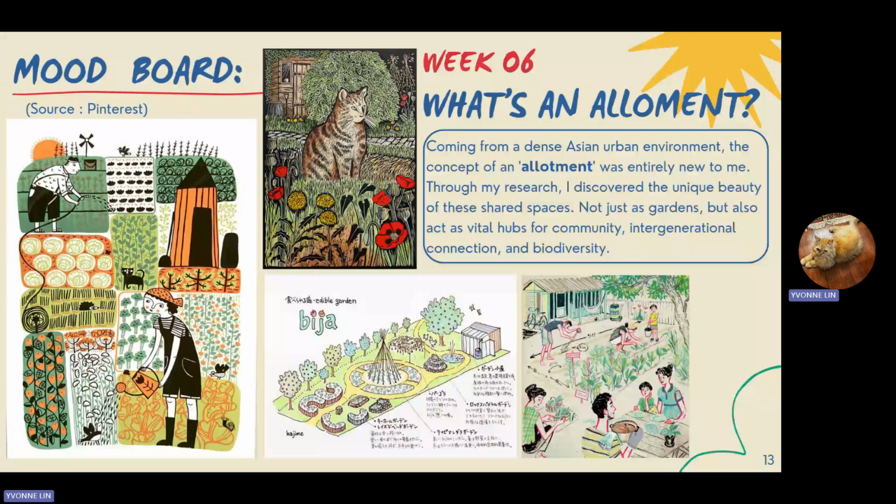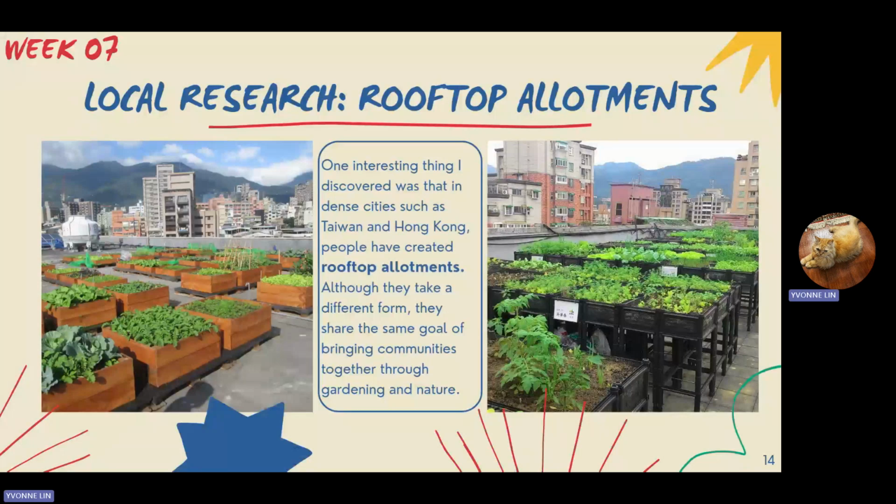experience for the audience. One interesting thing I discovered is that in dense cities such as Taipei and Hong Kong, people have created rooftop allotments. Although they take a different form, they share the same goal of bringing communities together through gardening and nature. This helped me realize that the project was not simply about illustrating a garden, but also about conveying the experiences and value that allotments create for people.